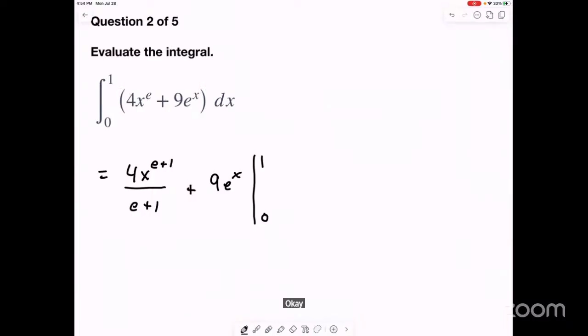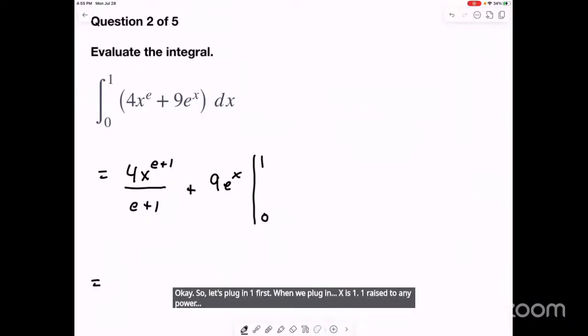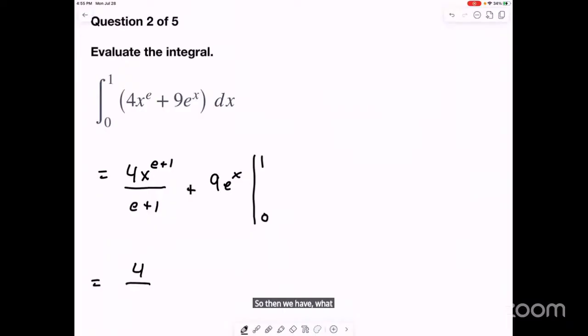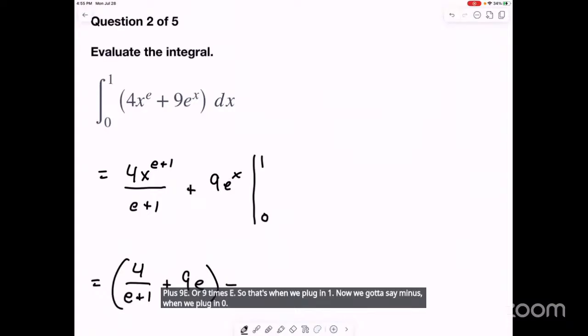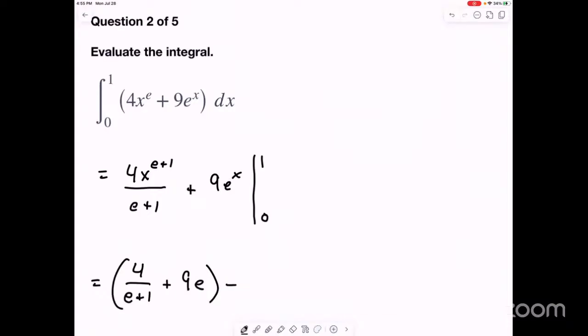Okay. So let's plug in 1 first. When we plug in x is 1, 1 raised to any power is going to be 1. So then we have what? 4 over e plus 1. When x is 1 there, plus 9e, or 9 times e. So that's when we plug in 1. Now we've got to say minus. When we plug in 0, looks like the first term collapses to 0. e to the power of 0 is a 1, so plus 9.